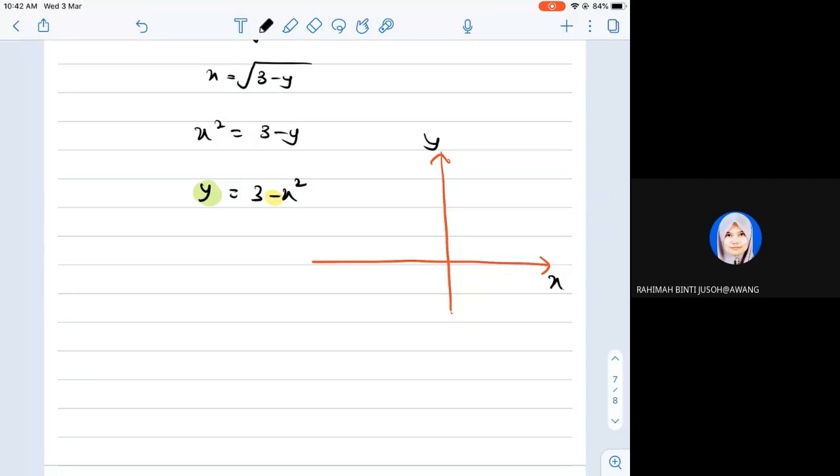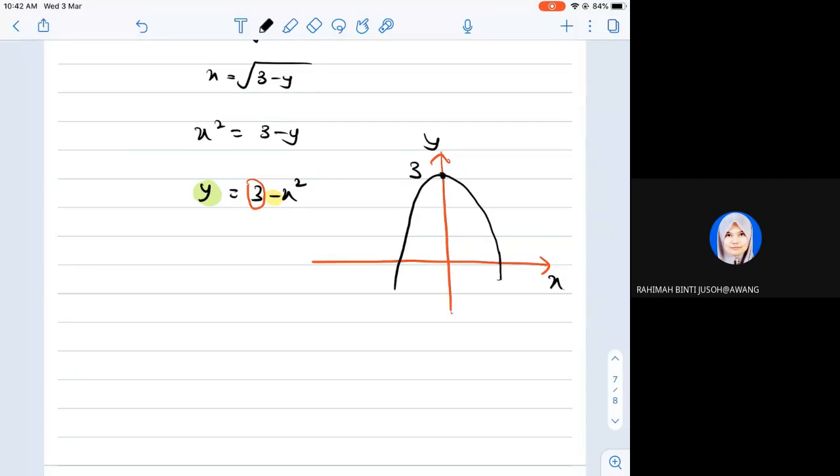Tapi dia ada tambah 3 kan? Betul. So dia shifting ke mana? Ke atas ke bawah shifting dia? Bawah. Atas. Ke atas, yes. So we will have like this. This is the graph, okay? Ni 3 ke atas ni.